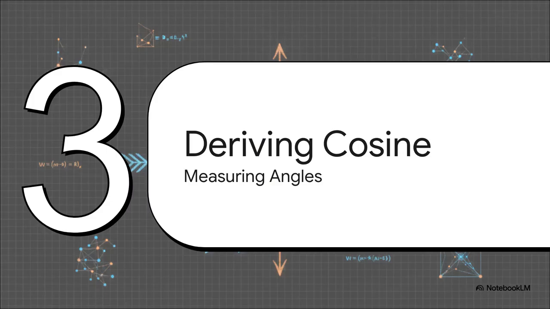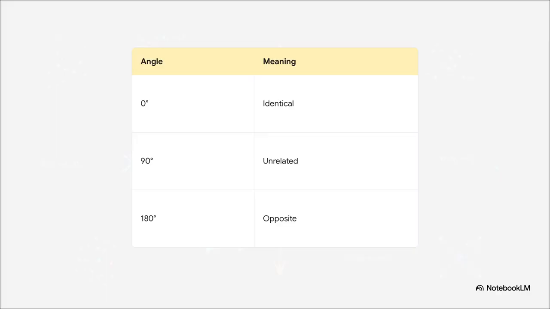All right, Section 3, deriving cosine similarity, measuring angles. So if magnitude is throwing us off, we need a mathematical tool to just strip it away completely and measure the pure angle between the vectors. Intuitively, 0 degrees means maximum similarity. They overlap perfectly. 90 degrees means they're perpendicular, so totally unrelated with 0 shared direction, and 180 degrees, that means they're exact opposites. Now we just need a way to calculate this programmatically.